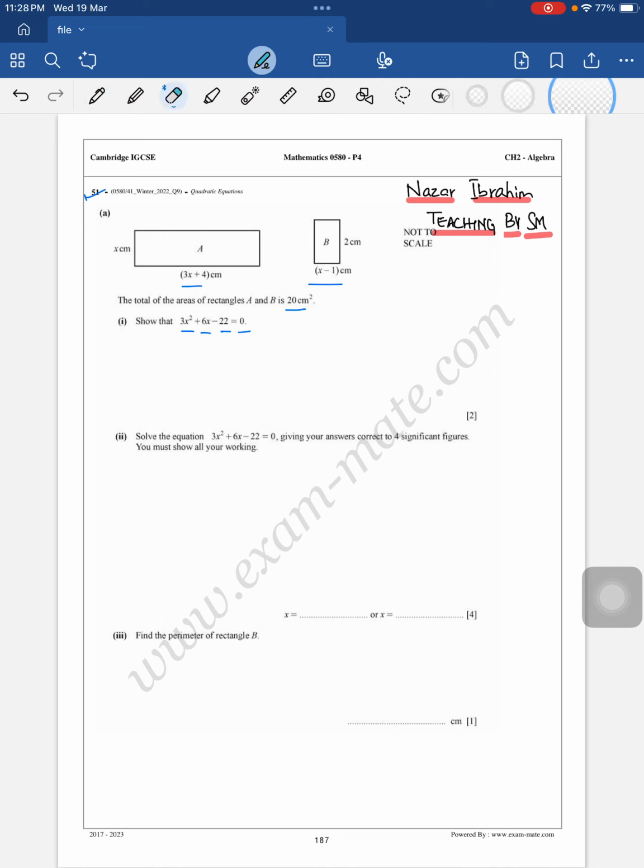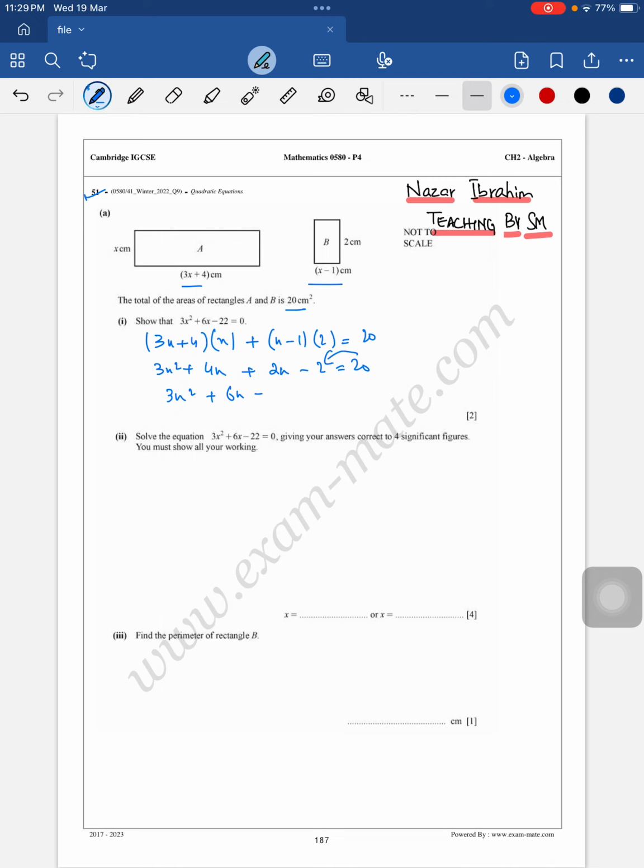Since it is giving information about the areas of two rectangles, the sum of the areas of the two rectangles, the first rectangle's area will be base into height, and the second will again be base into height, and the sum of both is equal to 20 centimeters square. If I solve this, x into 3x is 3x square, plus 4 into x is 4x, plus 2 into x minus 2 equals 20. So that is 3x square, 4x plus 2x is 6x, minus 2, and 20 comes over here, minus 20, minus 20 minus 2 is minus 22. That was what was asked to show.